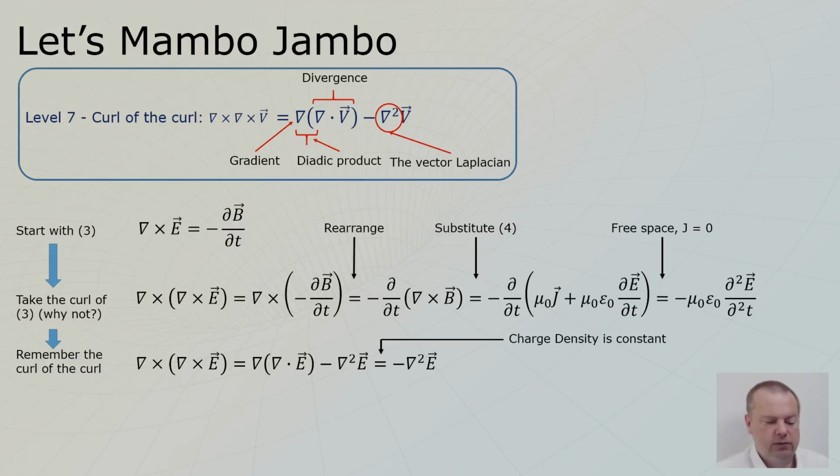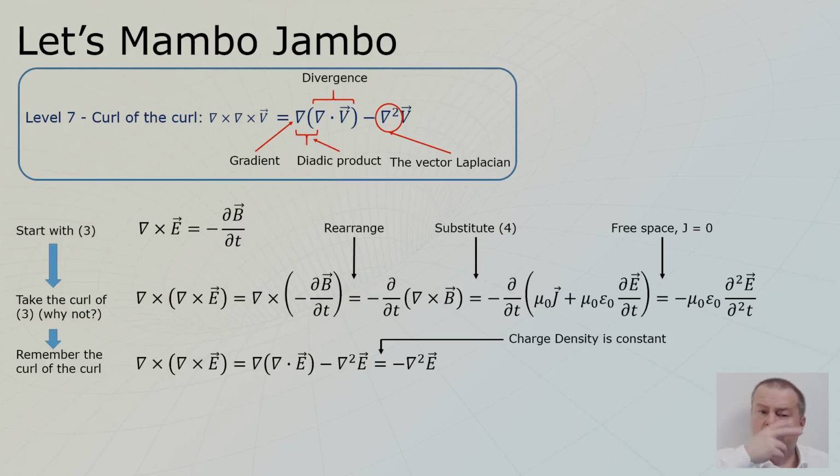Here it is. The curl of the curl. We just apply the equation from level 7. And because charge density is constant, charge density was even 0, I think, that means that the divergence of the electric field outside of the metal wire is 0. The divergence is the nabla with the dot product. So we can take away the first part of that equation and we are left with the vector Laplacian of the electric field with the minus sign.